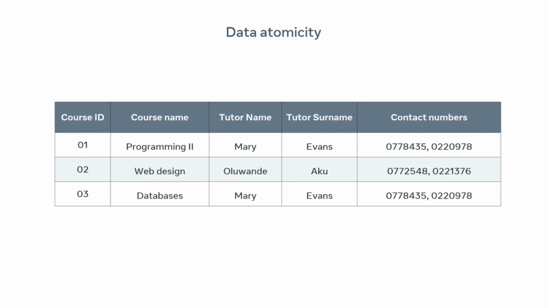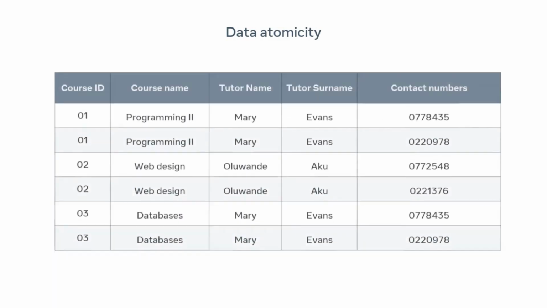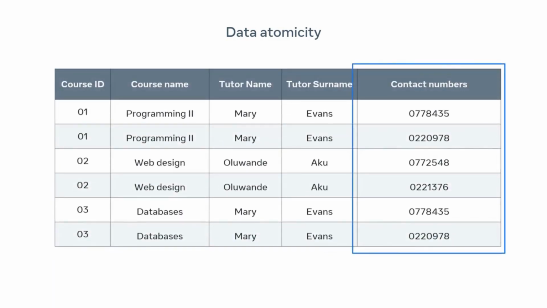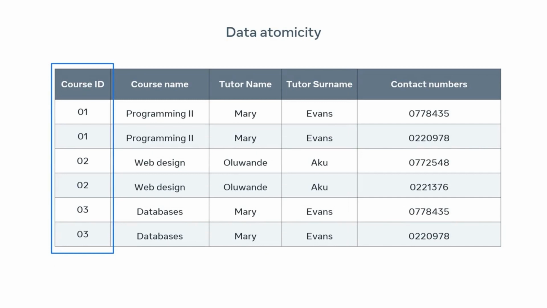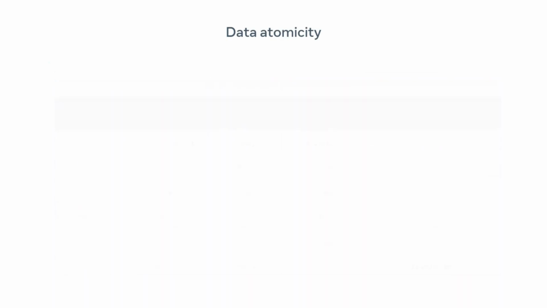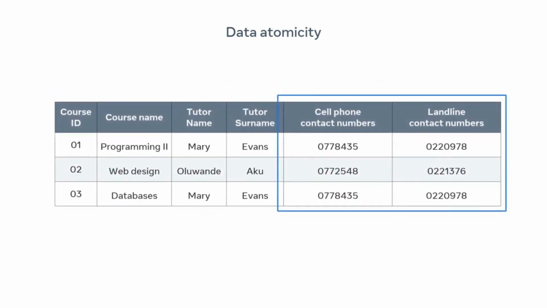I can try and fix this by creating a new row for each number. This solves my data atomicity problem. The table now has just one value in each field, but this solution has also created another problem. The primary key is no longer unique because multiple rows now have the same course ID. Another way that I could solve the problem of atomicity while retaining the primary key is by creating two columns for contact numbers. One column for cell phones and a second column for landline numbers. But I still have the issue of unnecessary repeated groups of data.